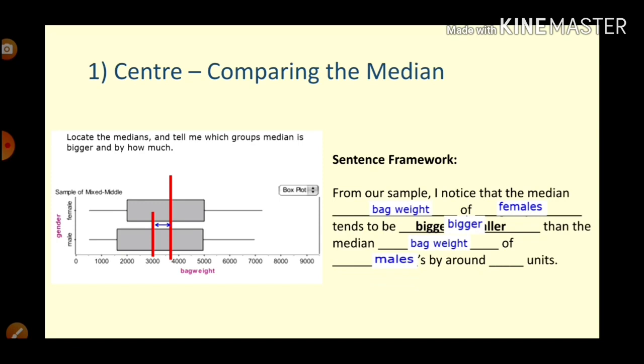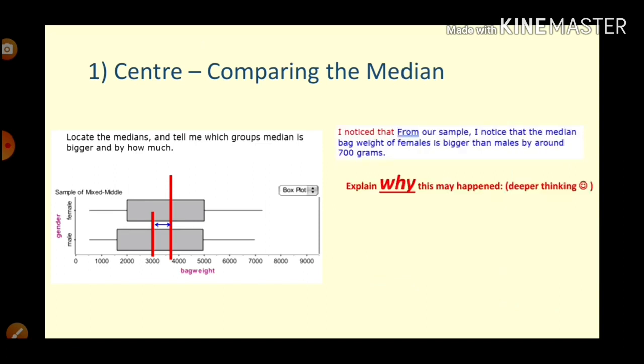Now you need to talk about the difference. If you measure the difference, what would it be? It will be around 700 grams, isn't it? So that's how you start the sentence. First of all, you need to tell me what you notice. Then you have to explain why this may have happened. Why is the female bag weight heavier than the median male bag weight?